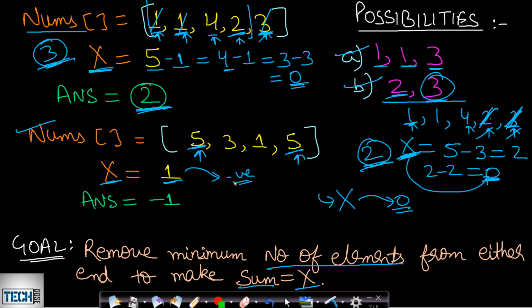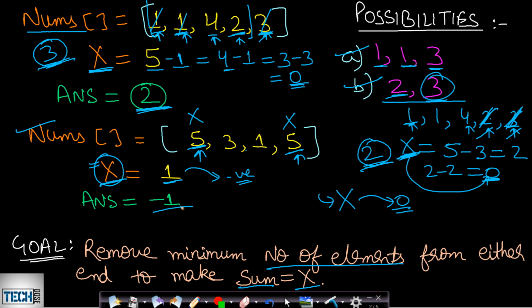This is not allowed. Therefore, we cannot pick either the left element or the right element. Therefore, there is no possible sequence for converting this element x to 0. Therefore, in this case, since we are not able to convert this x to 0, we will be returning -1.